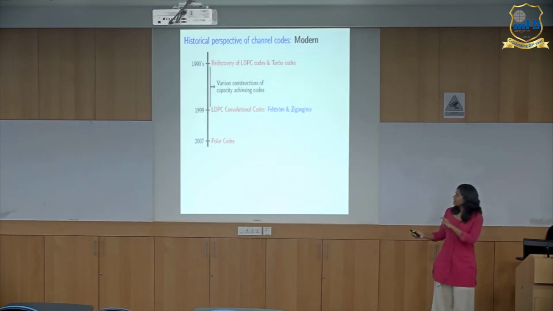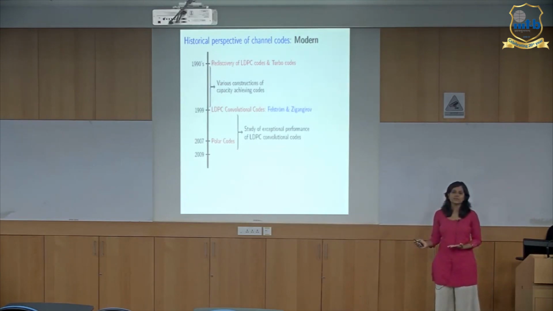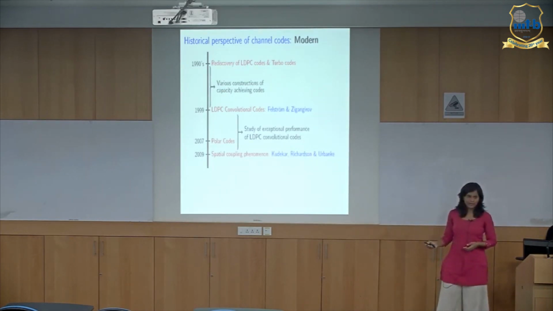Again, these LDPC convolutional codes perform very well. Their encoding and decoding was very efficient. For the next 10 years, people were trying to study why these codes perform so well. And the answer to this question was given in 2009 by Kudekar, Richardson and Urbanke. They proved that there is something called the spatial coupling phenomenon.